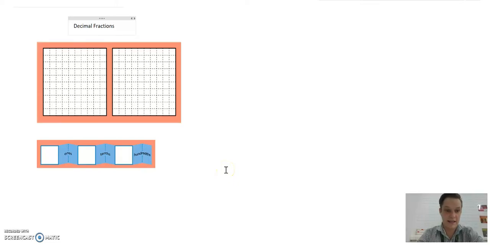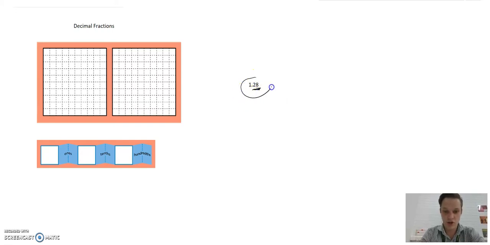So today we're looking at decimal fractions. Decimal fractions are basically just numbers that go to a decimal. So if I was to do 1.28, our decimal fraction is our 0.28.